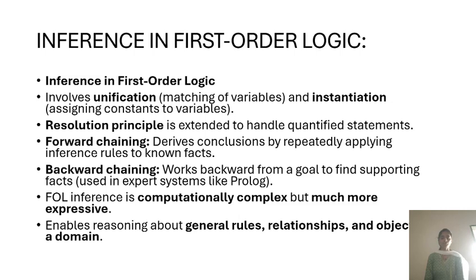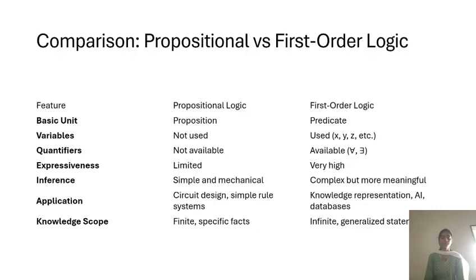Inference in FOL involves unification and instantiation. The resolution principle is extended to handle quantified statements, applying inference rules to known facts. Backward chaining works backward from a goal to find supporting facts. FOL inference is computationally complex but much more expressive. It enables reasoning about general rules, relationships, and objects in a domain.